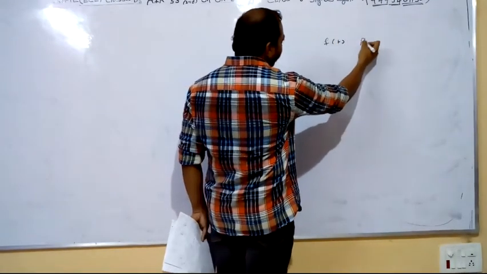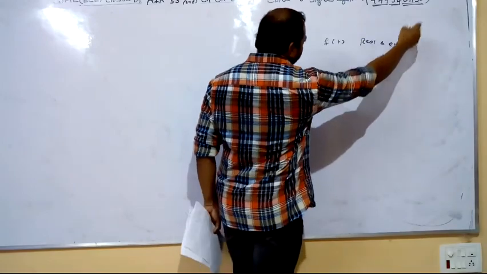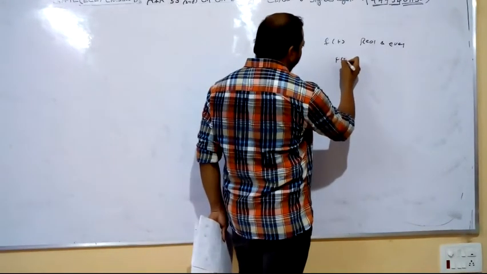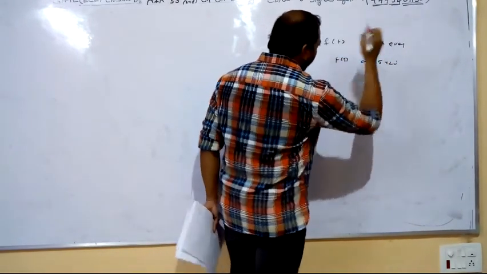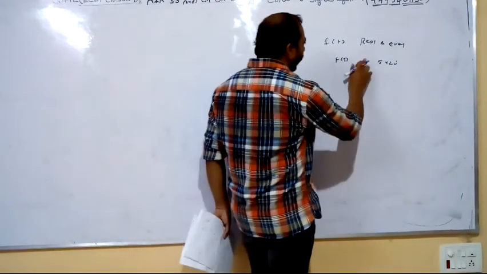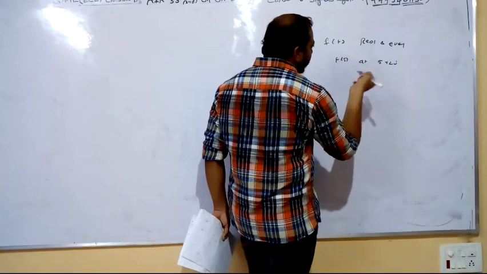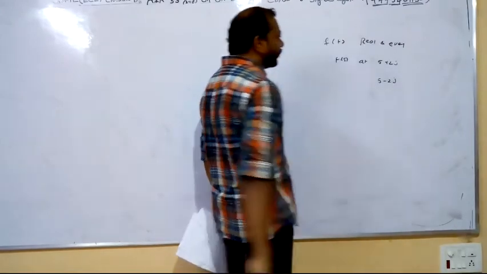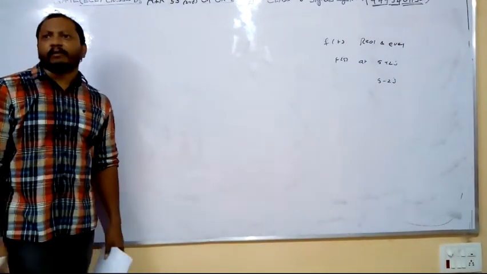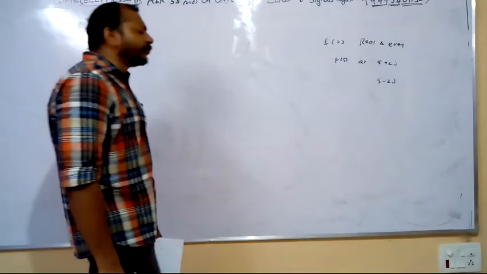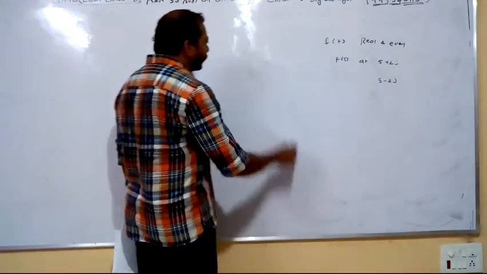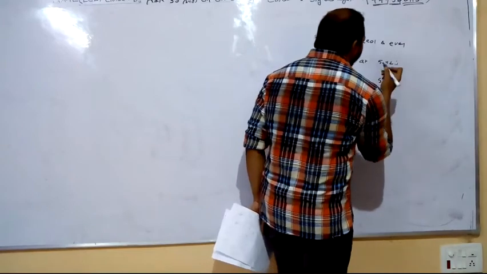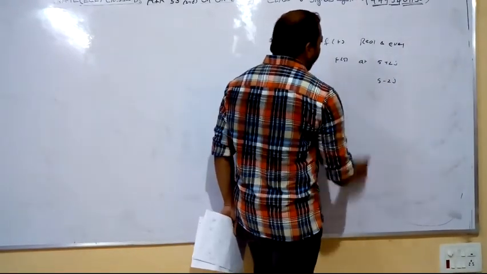Given the signal f of t is real and even, and they are saying that F of s has one pole at 5 plus 2j. Complex poles always exist in conjugate pairs, so definitely there should be one more pole at 5 minus 2j. Be careful: real poles exist in a single manner, and complex poles always exist in the conjugate pair.